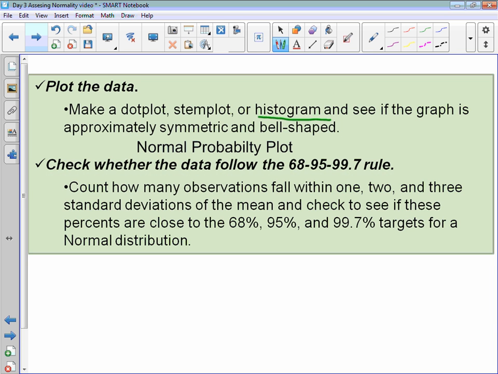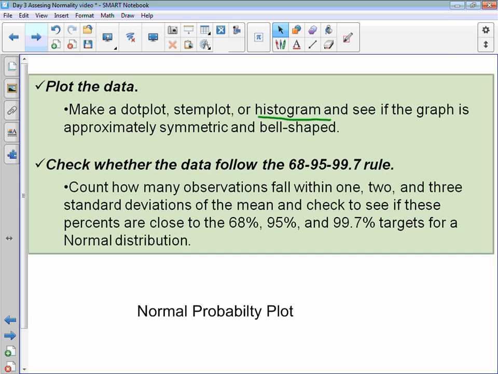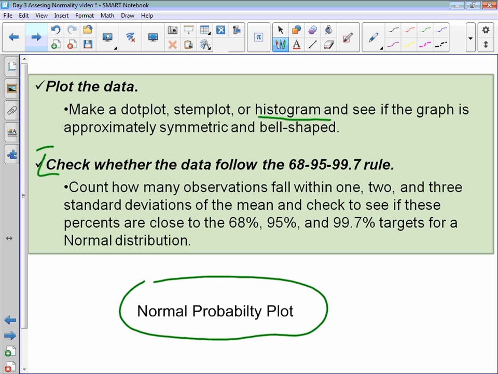And then step two is to check whether the data follows the 68, 95, 99.7 rule. If we go one standard deviation away from the mean, is that actually 68% of the data? If we go two standard deviations away from the mean, is that actually 95%? And then if we go three, do we get almost all the data? And then we can do what's known as a normal probability plot. And this is probably the one that you're going to gravitate to, because it's fairly easy to do on the calculator and gives us a very good result.